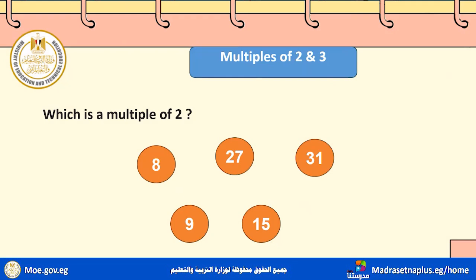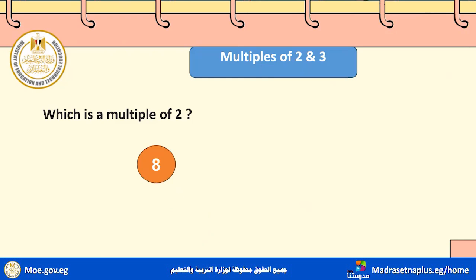In the same way, can you guess which number is a multiple of 2? 8, 27, 31, 15, or 9? Let's check one by one. We cancel a number. We cancel another. So the left numbers are 8 and 9. Which one is a multiple of 2? Yes, 8 is a multiple of 2.